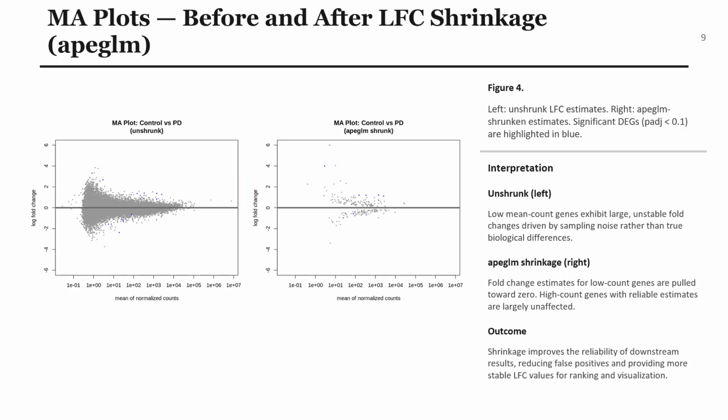Next, I have the MA plot comparing the unshrunken log2 fold changes on the left with the apeglm shrunken estimates on the right. Significant DEGs are highlighted in blue. Without shrinkage, low mean count genes display extreme, unstable fold changes driven largely by sampling noise. The apeglm shrinkage effectively pulls these noisy estimates towards zero, while leaving high count genes largely unaffected. This dramatically improves the reliability of our downstream visualizations.